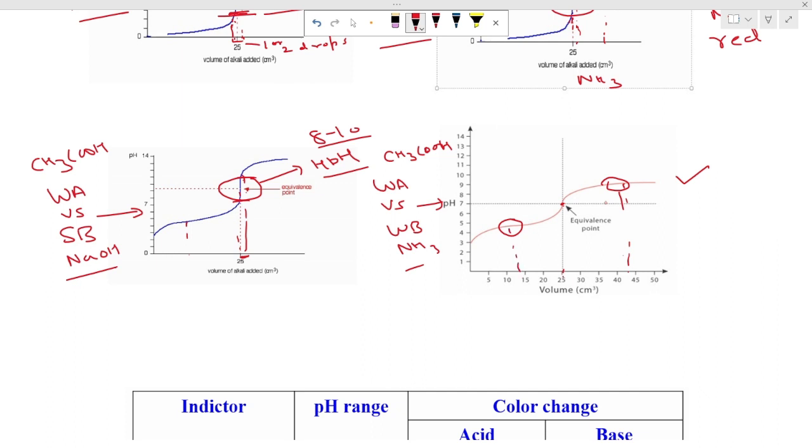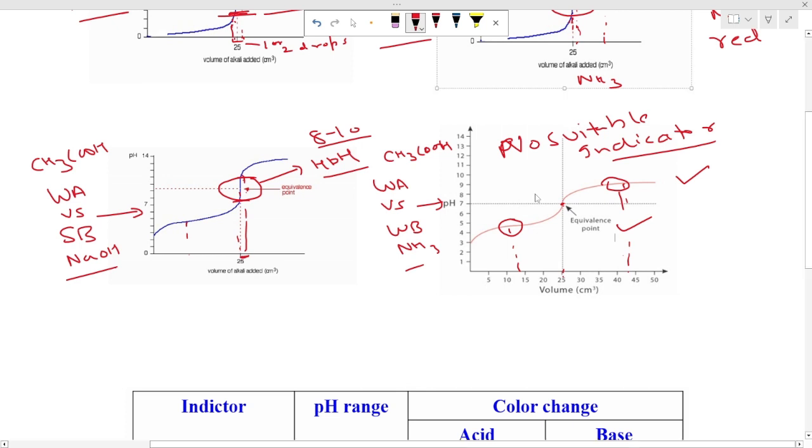So no suitable indicator is there to titrate weak acid with weak base. So generally we are making use of pH meter. So if we titrate weak acid with weak base, we can make use of pH meter to know the equivalence point. Otherwise there is no suitable indicator to titrate weak acid with the weak base, as there is no steep region in the titration curve of the weak acid versus weak base.